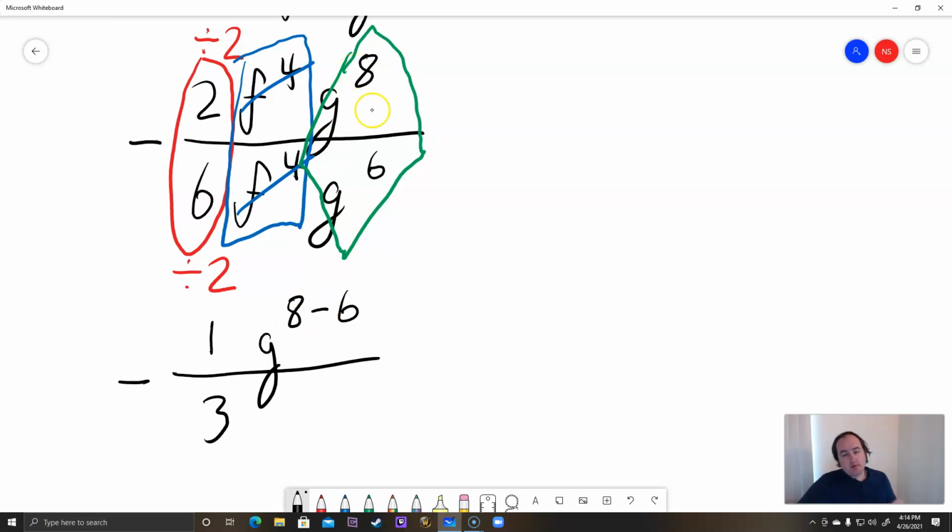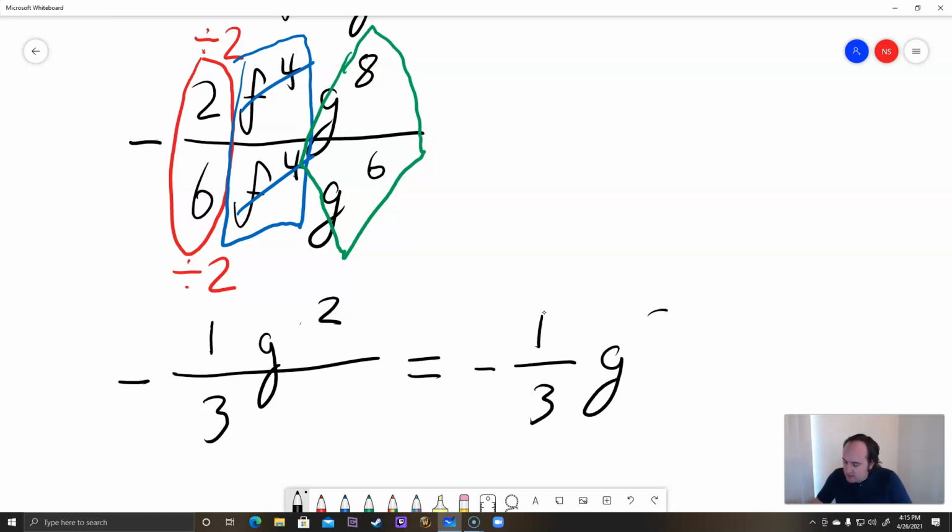If the larger exponent was in the denominator, for example, if the 6 and the 8 were switched, then you would actually be doing g to the 8 minus 6 on the bottom. So you'd be doing it in the denominator. But here, the larger exponent's in the numerator, so we're subtracting up in the numerator. Okay? And then after all that, we just get g to the 2, because 8 minus 6 is 2. So we have negative 1/3 g squared. And the way most people would write that is they would write the negative 1/3 first, and then they would write g squared.